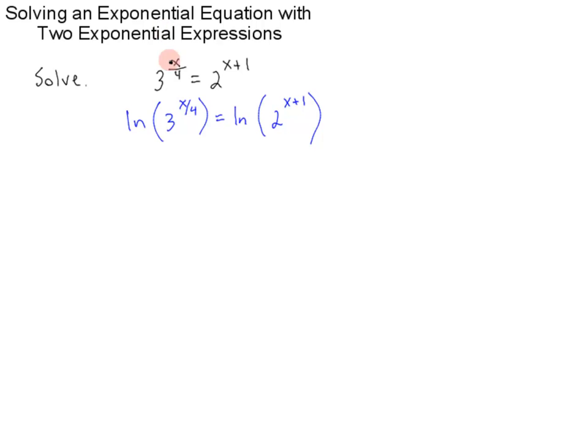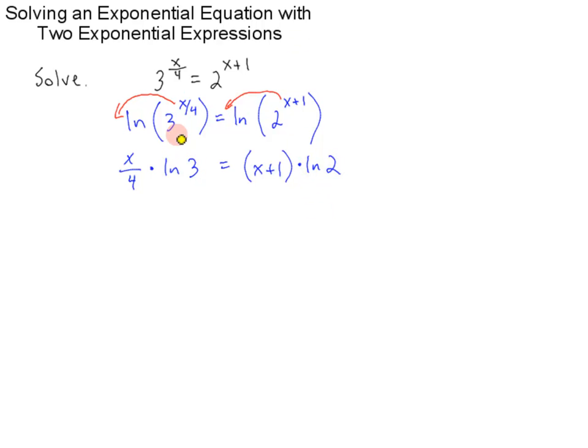and when I do that, now I can apply the logarithm law that moves the exponents to the front and become multiplication. So I end up with x over 4 times the ln of 3 equals the quantity x plus 1 times ln of 2. Now we need to stop and realize that ln of 3 and ln of 2 are just numbers. So we treat them as such, okay?